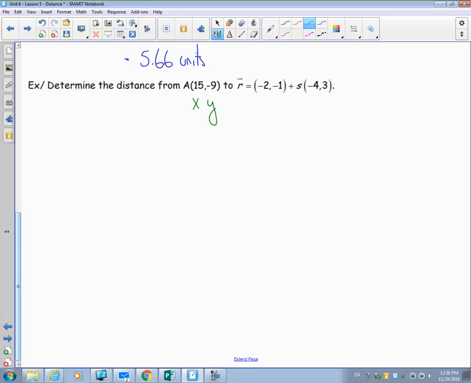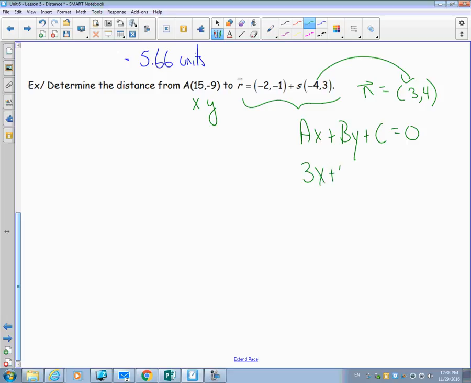There's your X and your Y. And unfortunately, they gave us a vector form for a line. We don't really want vector form, we want our Cartesian form. So for Cartesian form, Ax plus By plus C, we need to get our normal. The normal is the perpendicular to the direction. Here's my direction, so my normal, swap, change one sign. I now know 3x plus 4y plus C is 0.